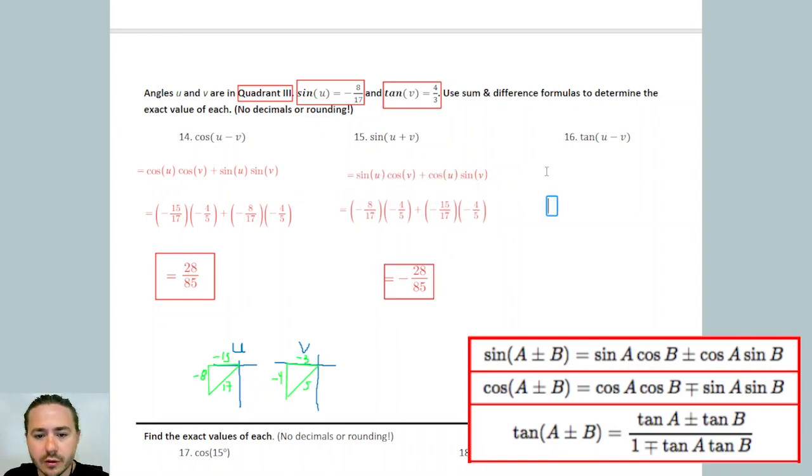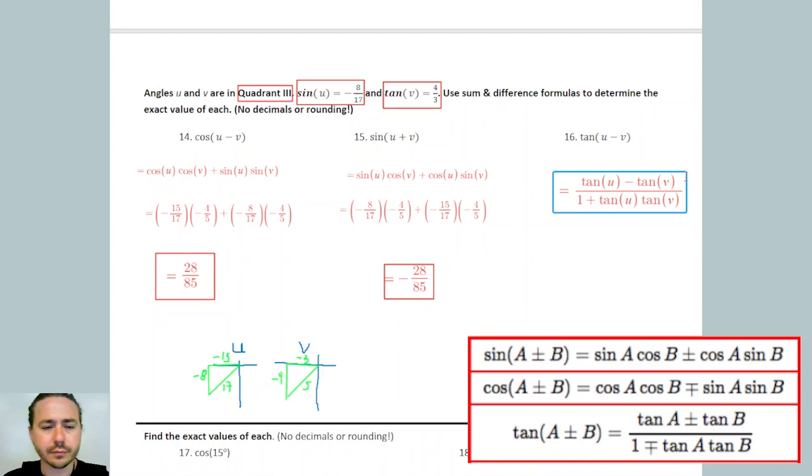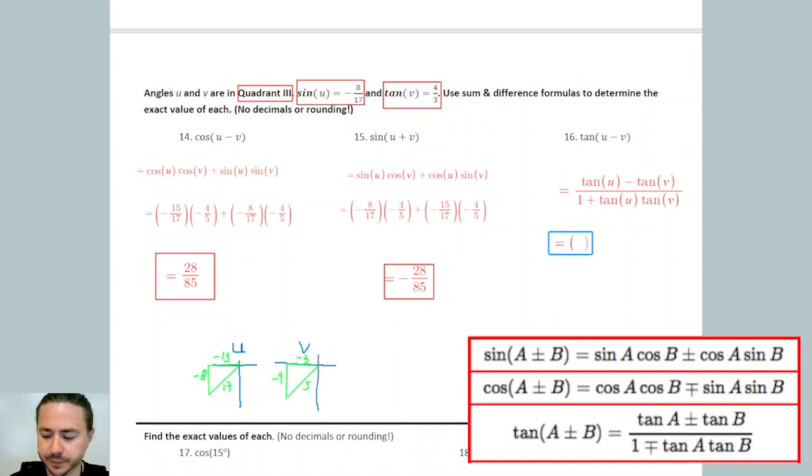Okay. So looking at my formula over here, tangent of u is going to be minus tangent of v over 1 plus tangent of u times tangent of v. Okay, so tangent of u, which is opposite over adjacent, is going to be this negative 8 over negative 15. So a negative divided by a negative is going to be positive. So 8 over 15, that's my tangent of u.